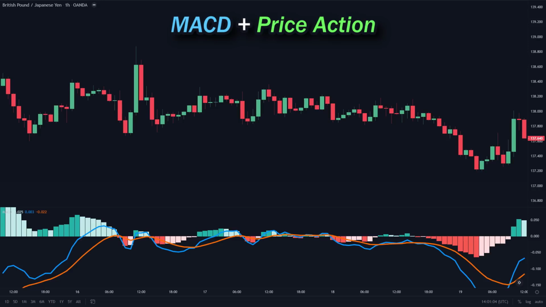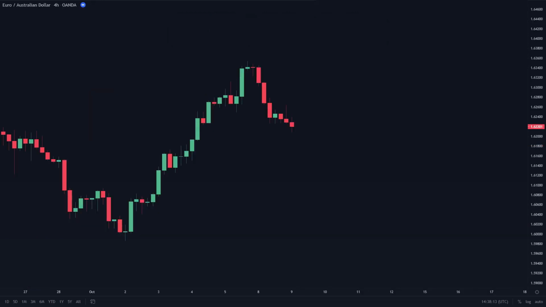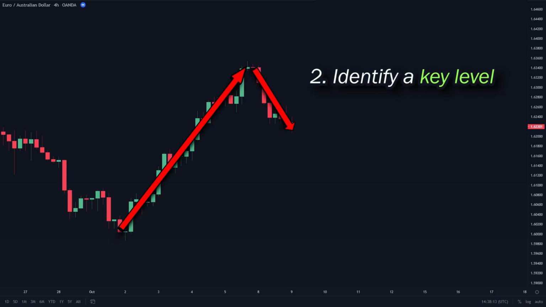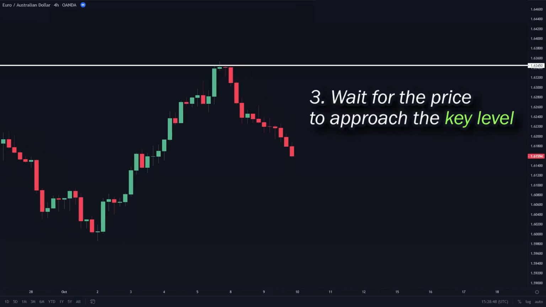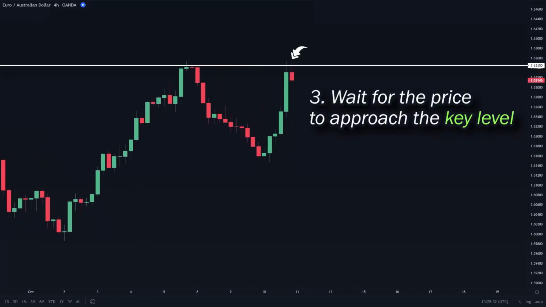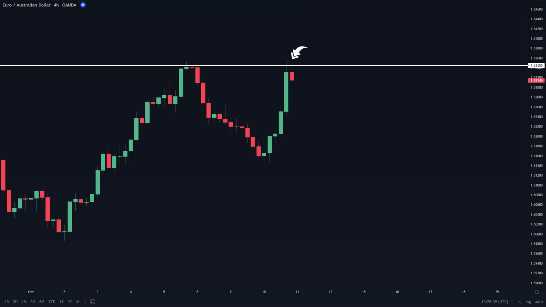So here's how this strategy works. The first step is we need to choose a time frame. In this case, I'm using the 4-hour time frame. Now the next thing you need to do is identify a key level within this time frame. So as you can see, the price went up, hit, and reversed downwards, and so we can draw a resistance line up here. The next step is you want to wait for the price to approach the same key level once again. Now, once this happens, we are expecting the price to reverse downwards.